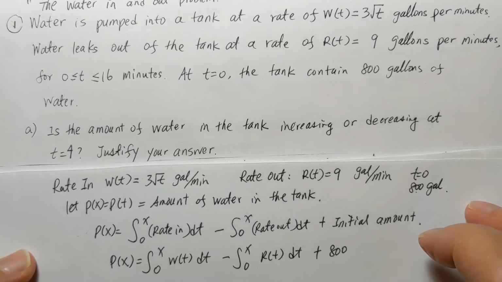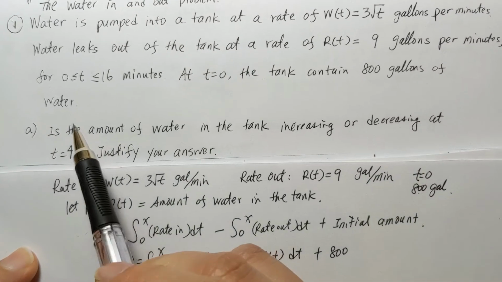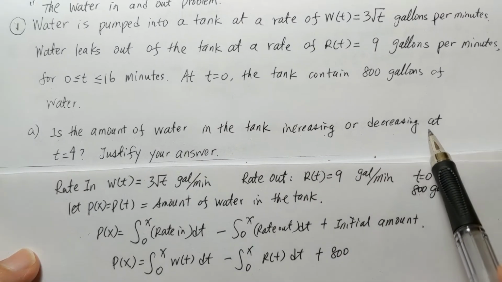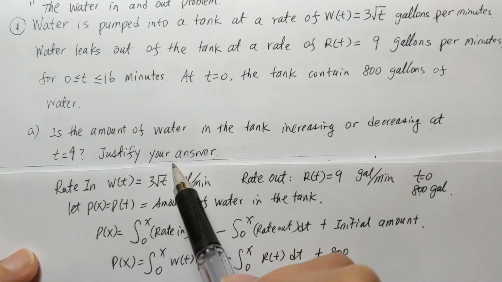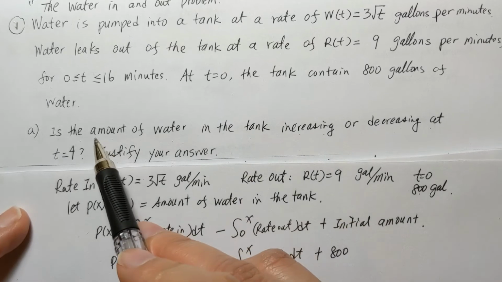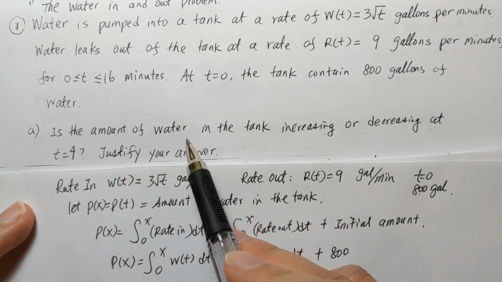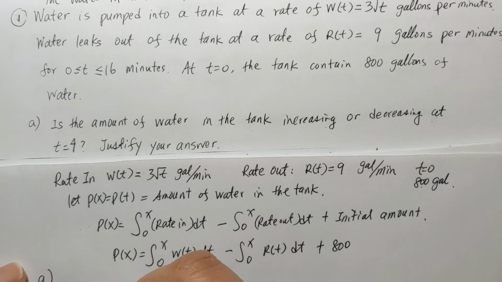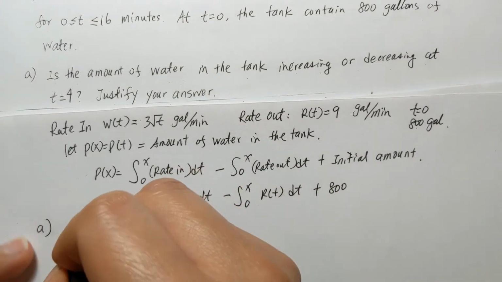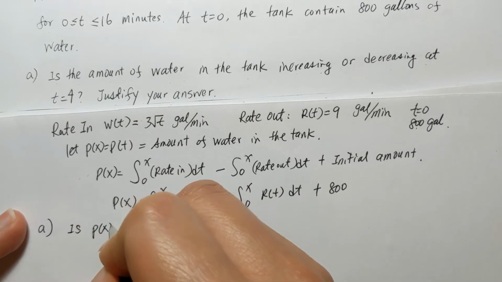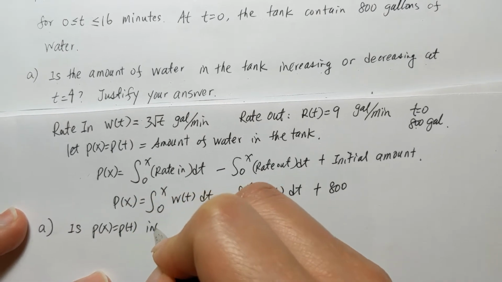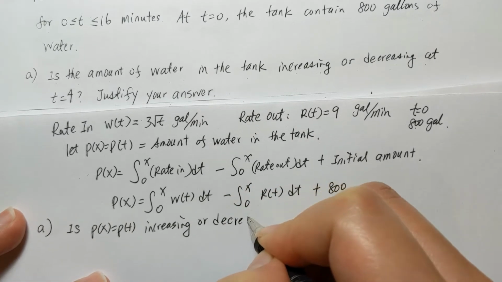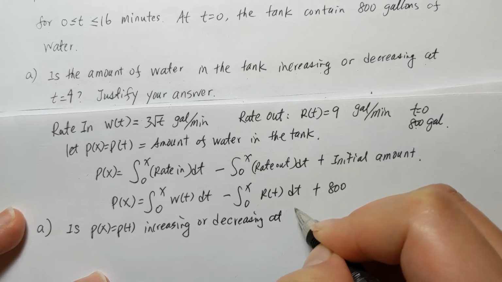So now let's take a look at part A. Is the amount of water in the tank increasing or decreasing at t equals 4? Justify your answer. The keyword is going to be amount of water increasing or decreasing. So basically the question asks you, is P of x, or P of t, increasing or decreasing at t equal to 4?